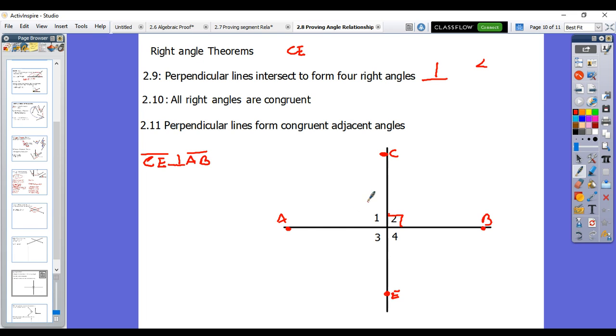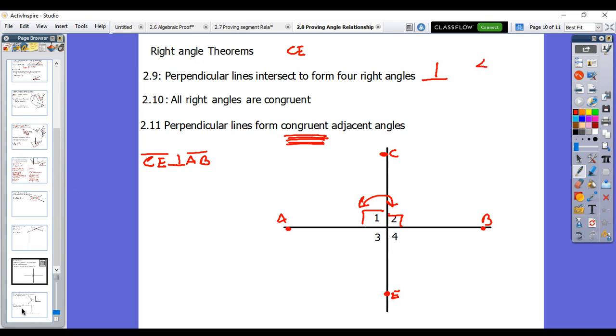Now, perpendicular lines form congruent adjacent angles. What it's saying is this is 90 and this is 90, and these two angles are adjacent because, by definition, they're right next to each other. They don't have to be equal. But perpendicular lines means that they are not only adjacent to each other, but they're also congruent. Very important to remember there.